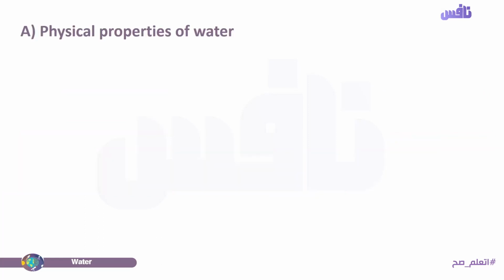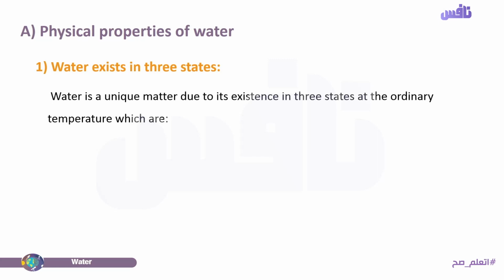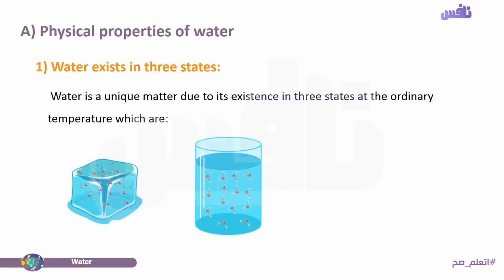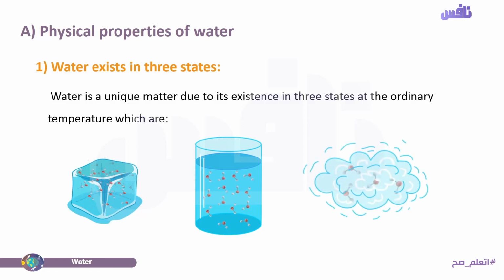Now I need to explain the physical properties of water. Number 1, water exists in 3 states. From the previous studies, I said before we have the 3 states of matter: liquid, solid, and gas. Water is a unique matter because it exists in 3 states: solid, liquid, and gas.